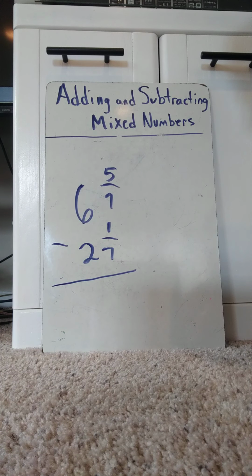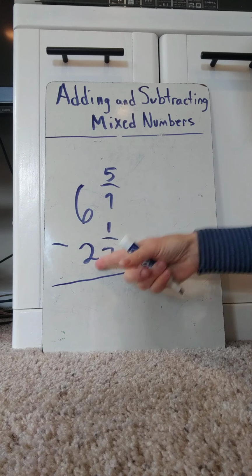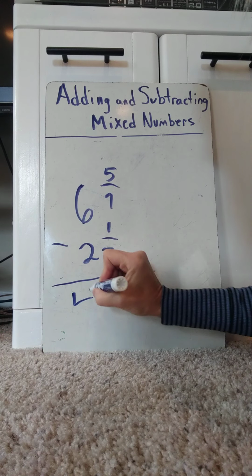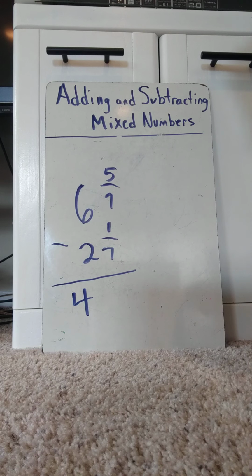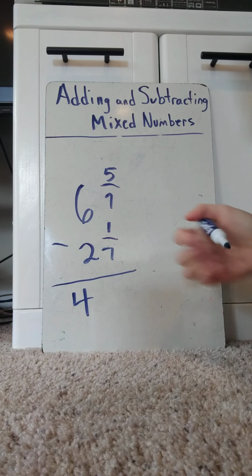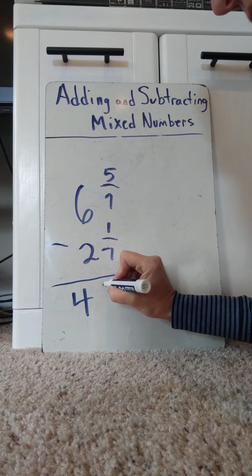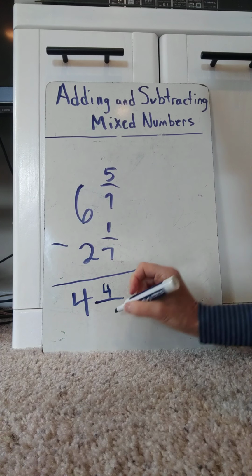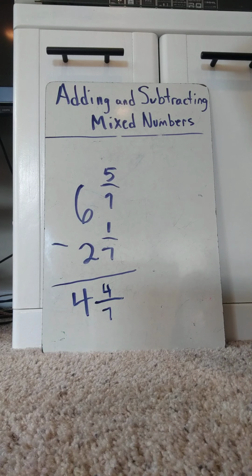Okay. So again, the very first thing that you're going to do is subtract your whole numbers. 6 minus 2. Well, I know 6 minus 2 is 4. Now I have to subtract my numerators in my fraction. 5 minus 1. Well, 5 minus 1 is 4. And then I always stay in sevenths. So my answer for this problem is 4 4/7.